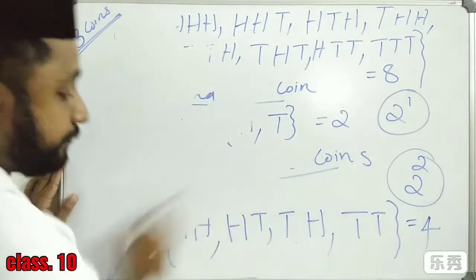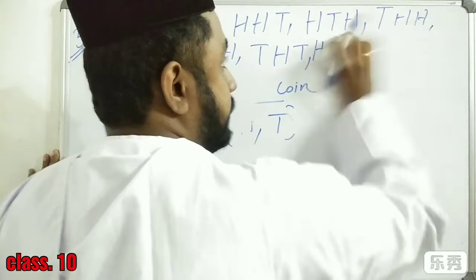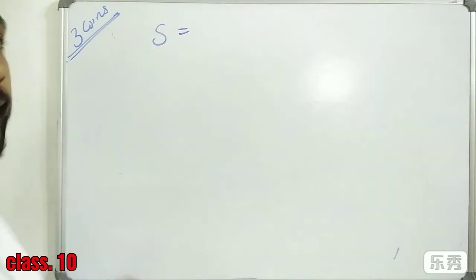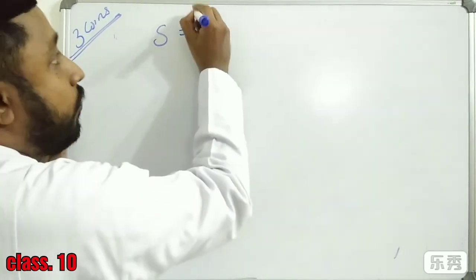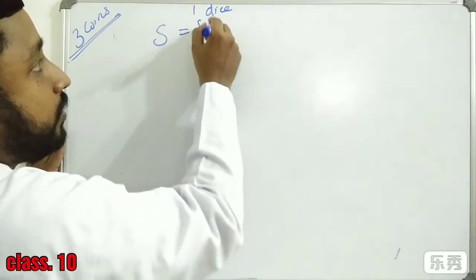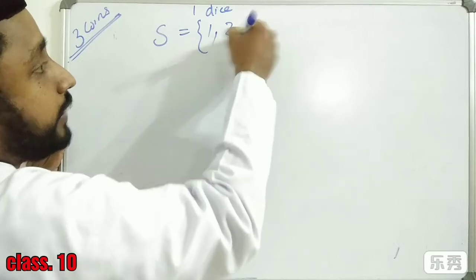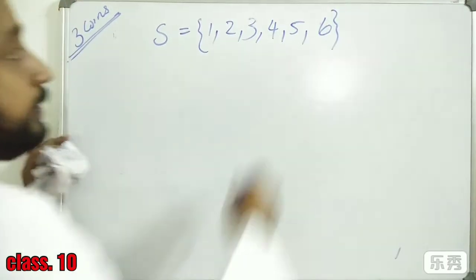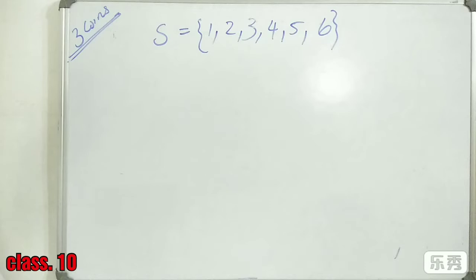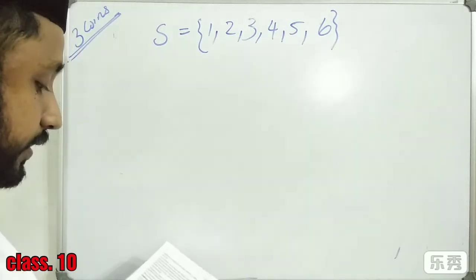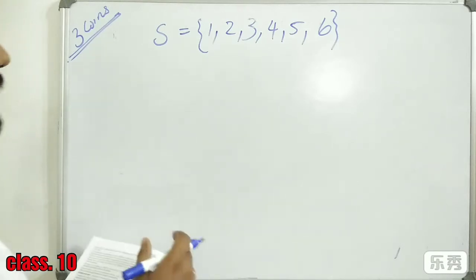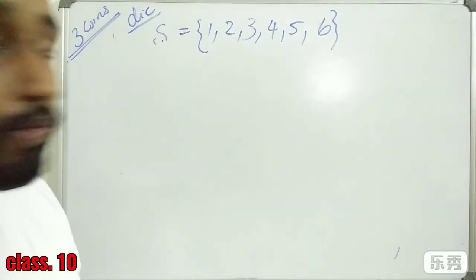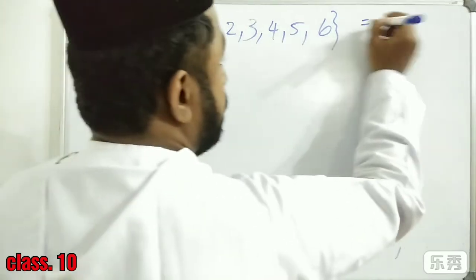Now let us discuss rolling dice, throwing a dice. Let us discuss the outcomes. Sample space, throwing a dice. We know throwing 1 dice, the sample space is 1, 2, 3, 4, 5, 6. These are the 6 possible outcomes. So throwing a die, sample space is 1, 2, 3, 4, 5, 6. 6 outcomes.